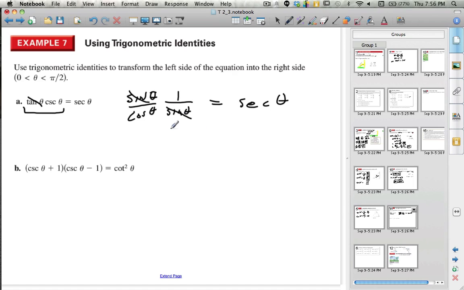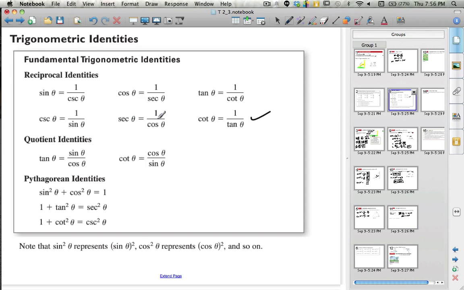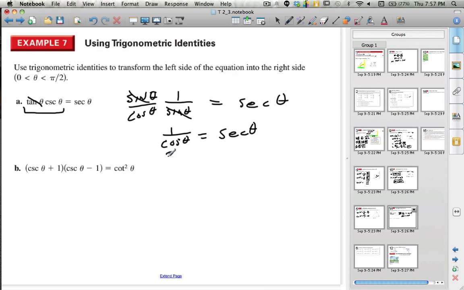And I know that the sines will cancel and I get 1 over cosine theta equals secant of theta. And if we go back to those identities, look right here, secant is 1 over cosine. So now I can just say that secant of theta is equal to secant of theta.